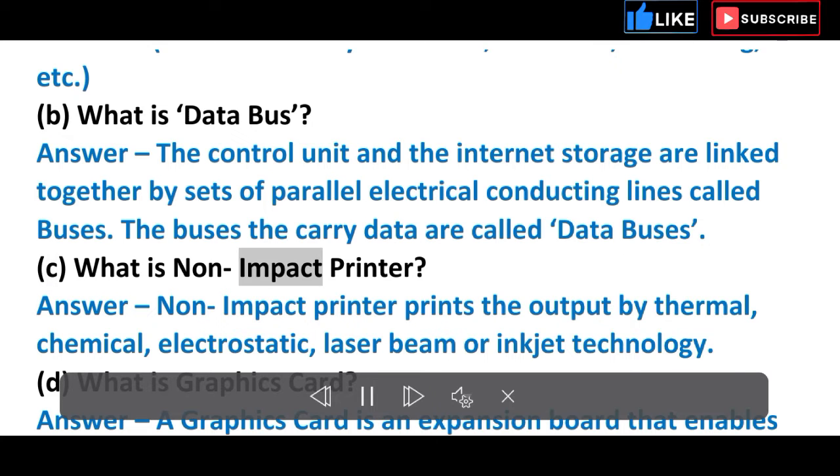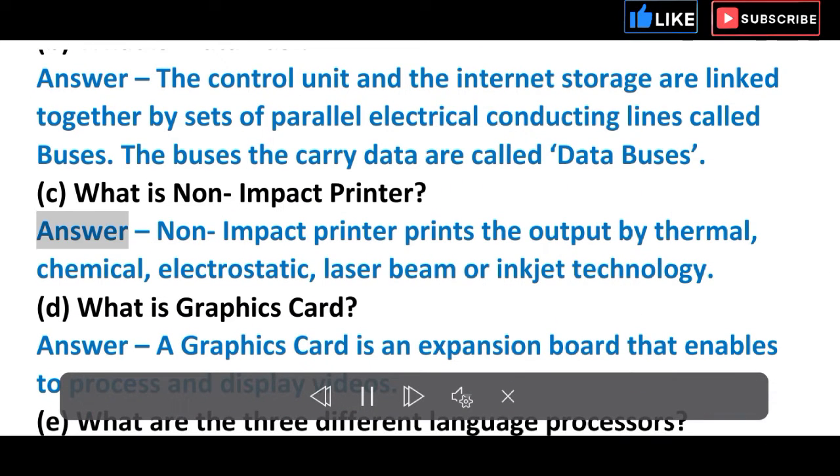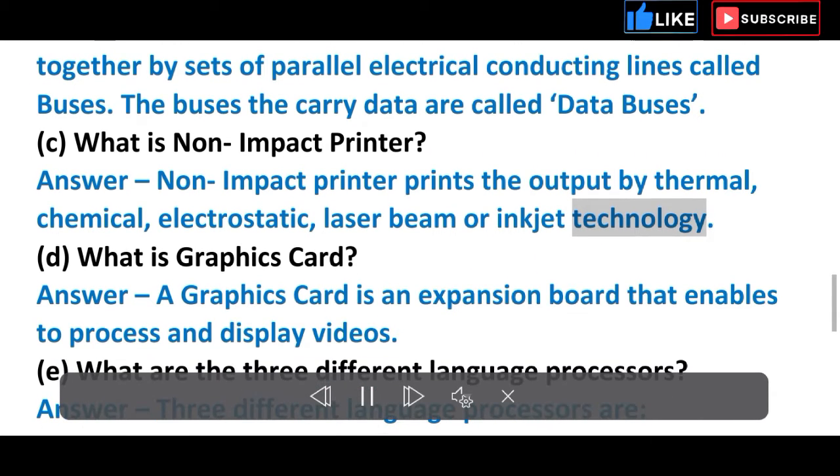C. What is non-impact printer? Answer. Non-impact printer prints the output by thermal, chemical, electrostatic, laser beam or inkjet technology. D. What is graphics card? Answer. A graphics card is an expansion board that enables to process and display videos.